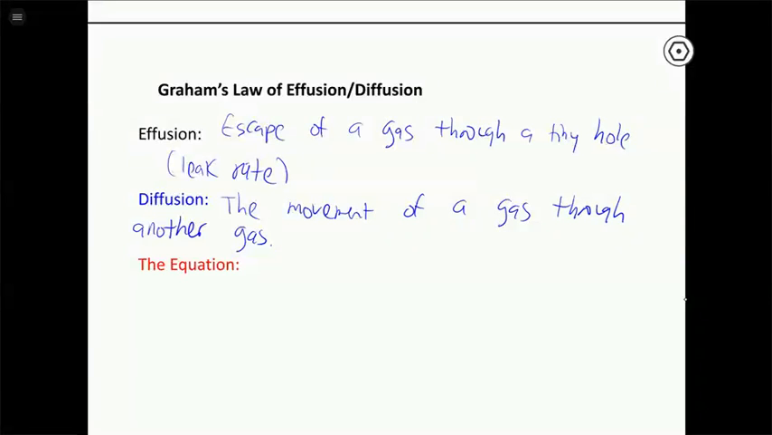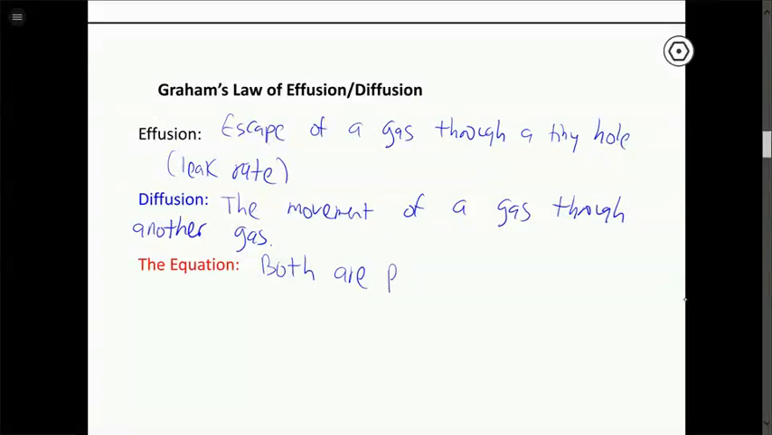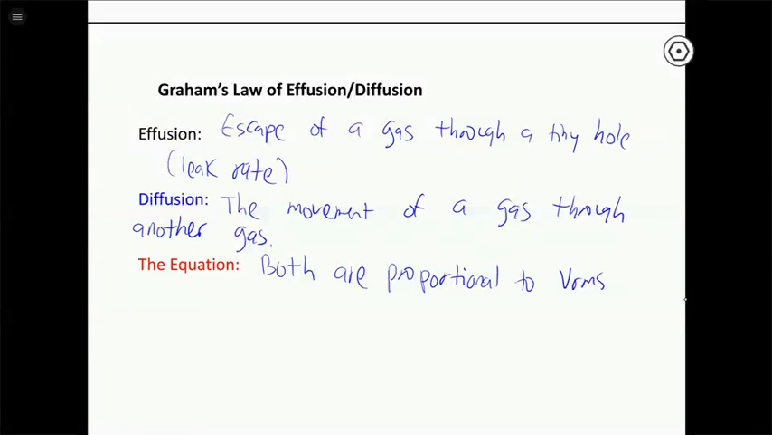So the equation for effusion or diffusion, Graham's law, which applies to both of them, is proportional to the root mean square velocity. As I said, the rate of effusion and the rate of diffusion are both going to depend on how fast the molecules or atoms are moving. So what we do in Graham's law is write an equation that's a ratio of two rates. Instead of considering individual rates, we write it as a ratio.